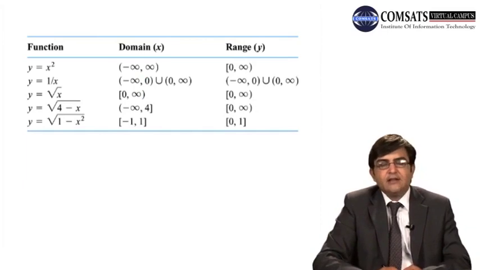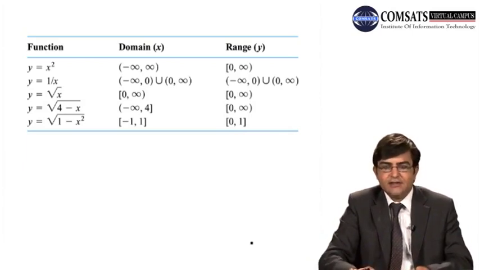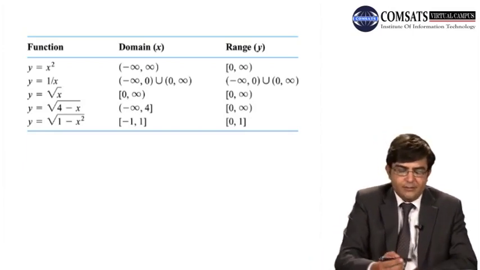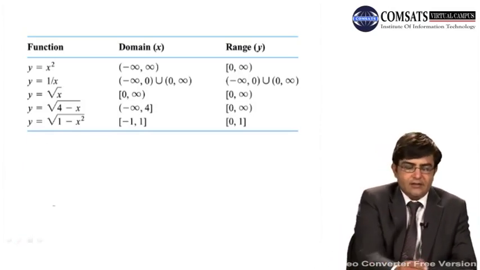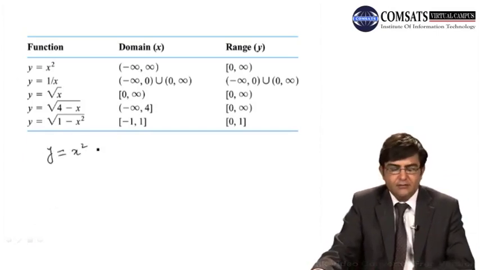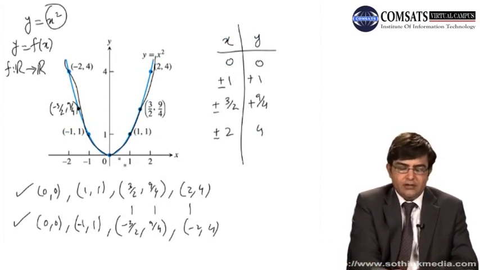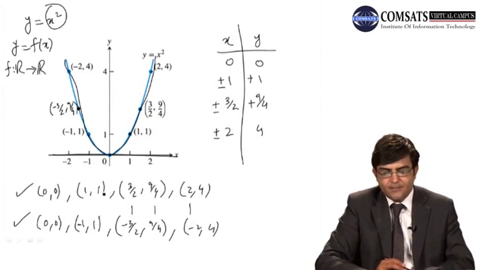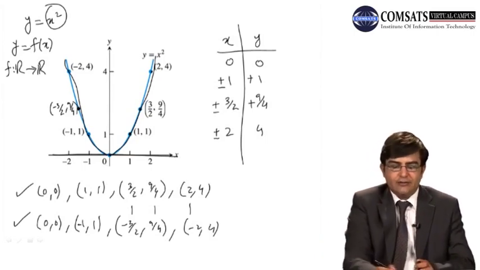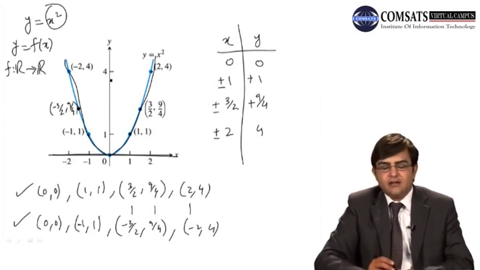Now how do we find the domain and range of any given function which is defined on an infinite set, particularly on the set of real numbers? For example, the first function is defined by y is equal to x square, which we have plotted in the previous slide. The domain is plotted on the x-axis, and the range is plotted on the y-axis. Domain is all possible values of x which can be taken on the x-axis, and the range is all possible values of y which we can take on the y-axis.